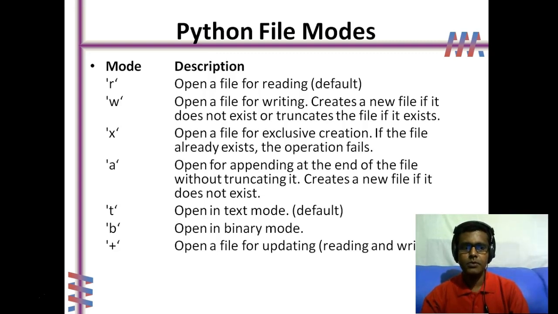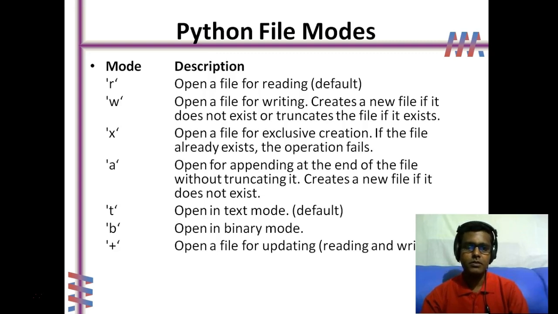If I specify w as the mode, it says that the file is open for writing. If the file is not available already, it will create a new file, and if the file is already available, it will truncate the file, that is, it will delete the entire contents of the file. The next mode is x. It will open the file in exclusive mode. If the file already exists, the operation fails. So it will open a new file in exclusive mode.